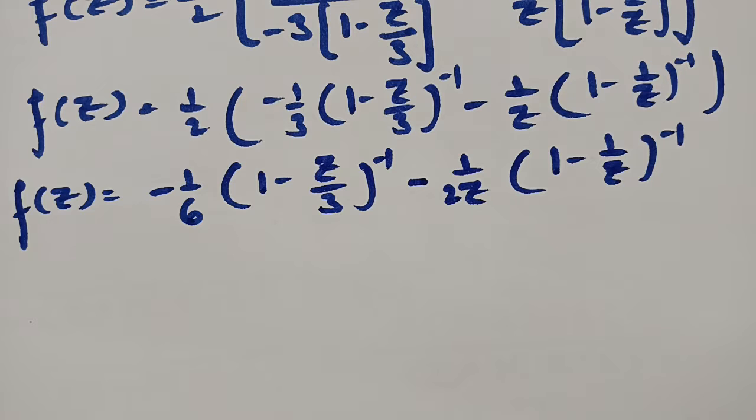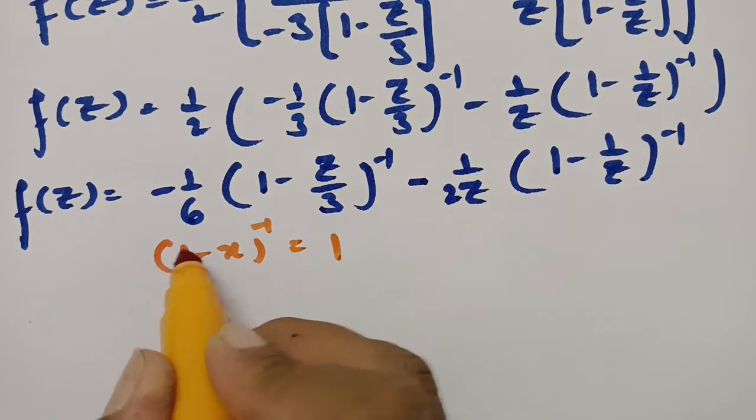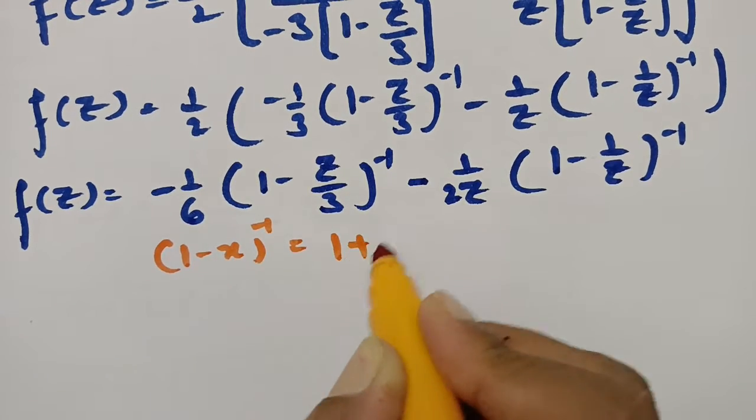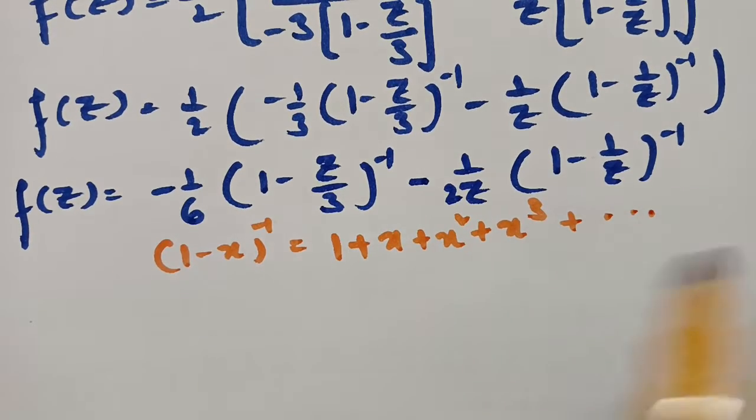And we have one expansion here as 1 minus x inverse. 1 minus x inverse can be written as 1 plus x plus x square plus x cube and so on.